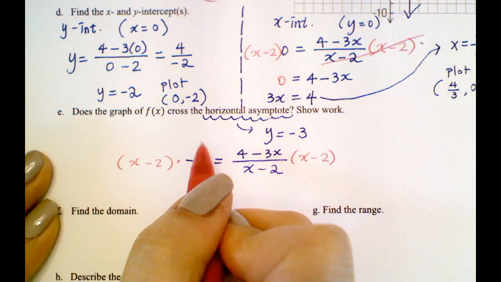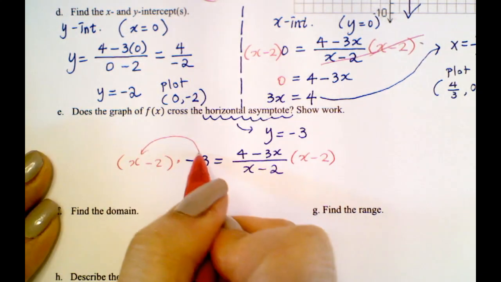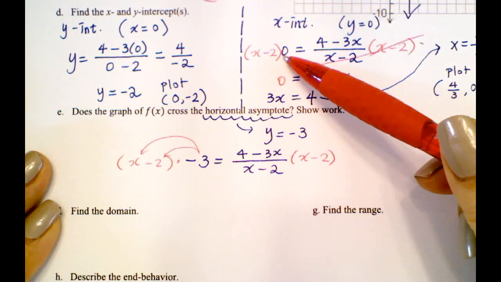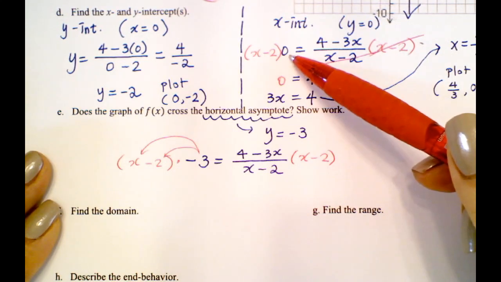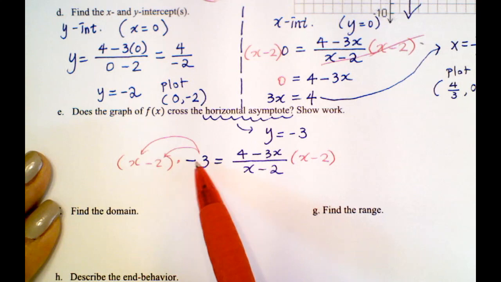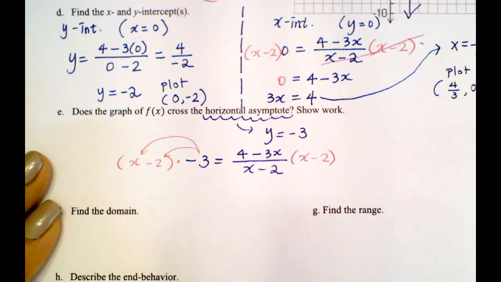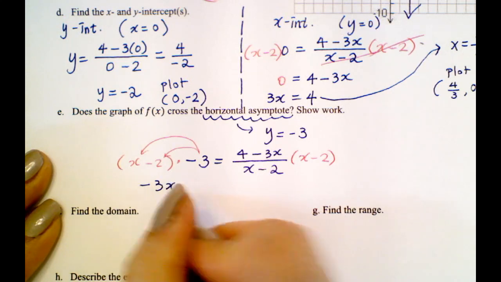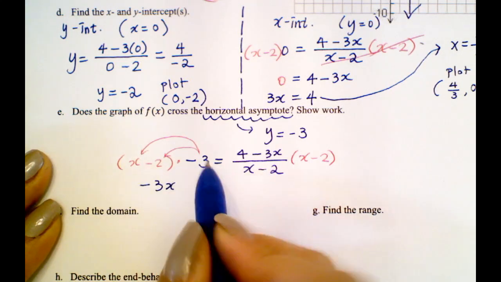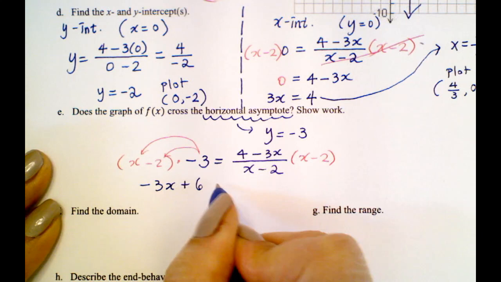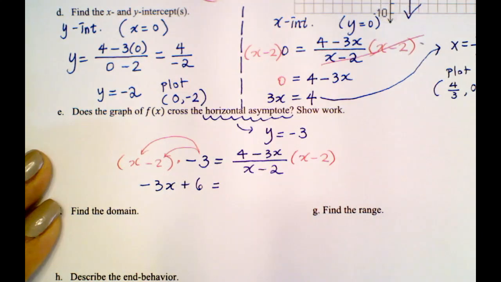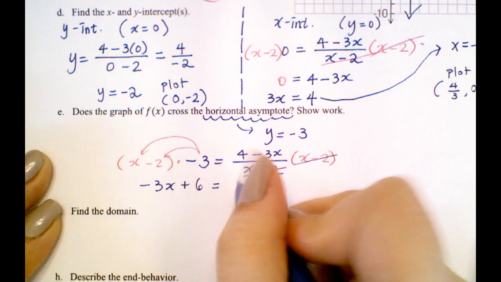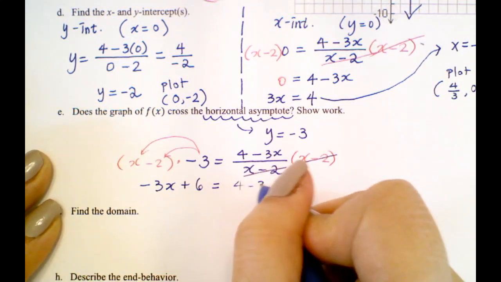If I do that, the left side I will have to distribute. Now, in the case up here, I didn't have to distribute the 0 because that times 0 is just going to be 0. But I have to distribute the -3 in this case. So the left side will be -3x, -2 times -3 plus 6. And that equals, now what happened to this denominator? x minus 2 cancels out, leaving me with only 4 minus 3x.